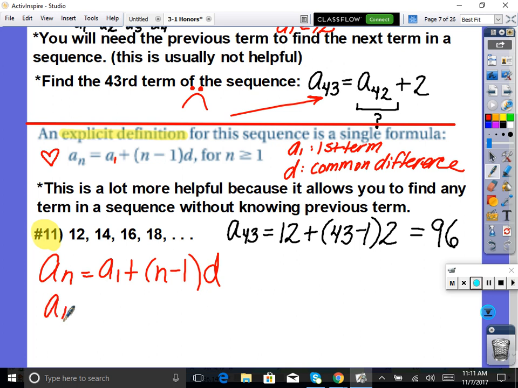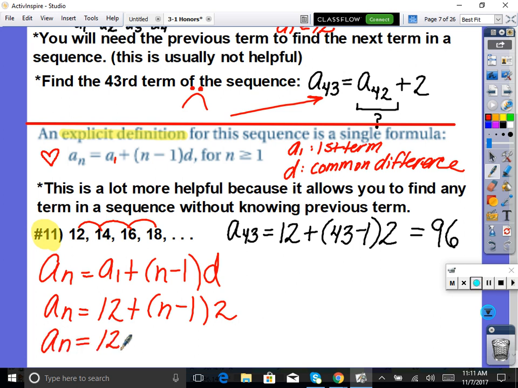So let's write our formula. A sub n is equal to, what's a sub 1? So we have 12 plus n minus 1, and then what's the common difference here? 18 minus 16, 16 minus 14, 2, so it's 2. All right, now look, I've already done this. Now we could simplify that. So if I wanted to multiply this in and simplify it, we could. So let's do that just for kicks and giggles.